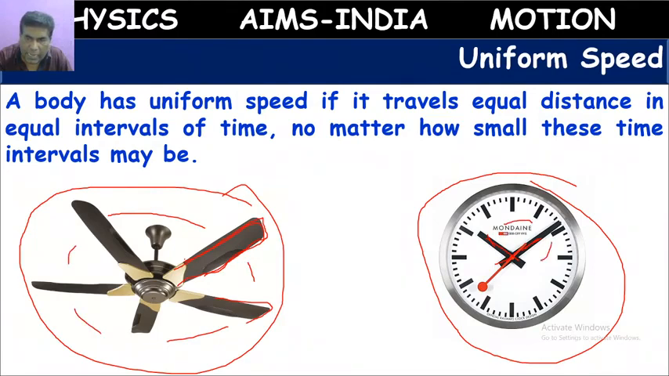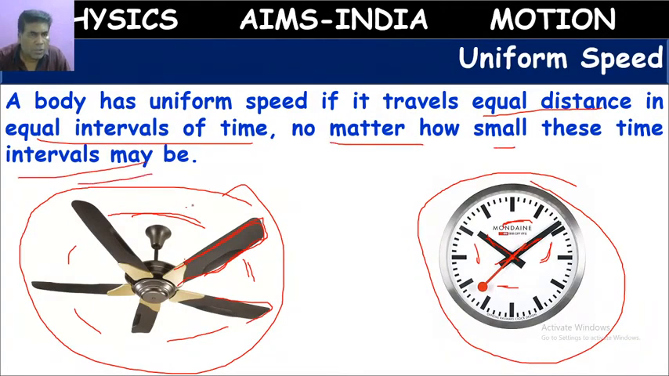Their direction is not constant. Hence, we can tell that they are moving with speed. How do they move? Because they travel equal distance in equal intervals of time, no matter how small these time intervals may be. So these kinds of motions, we can say they are moving with uniform speed.